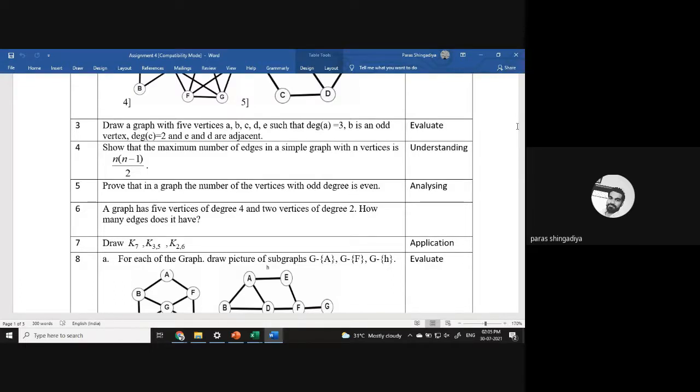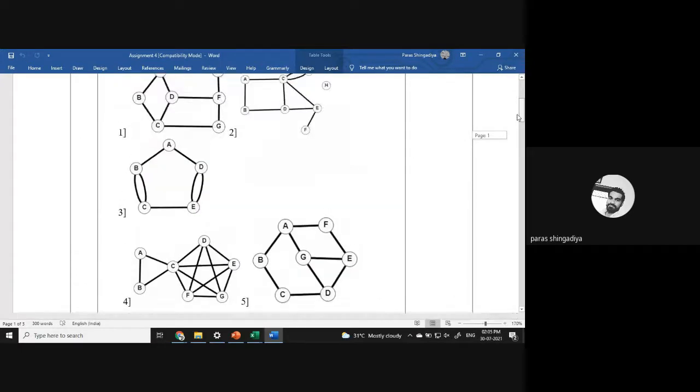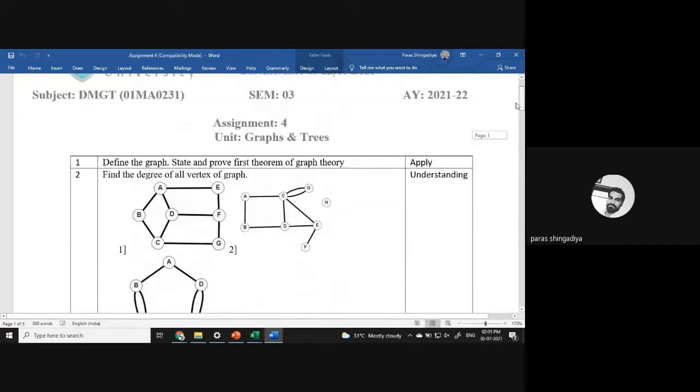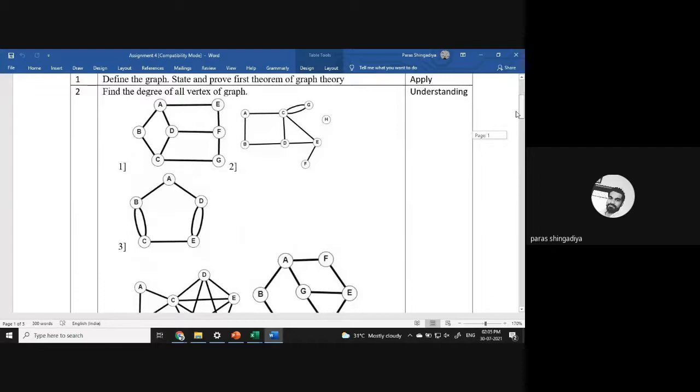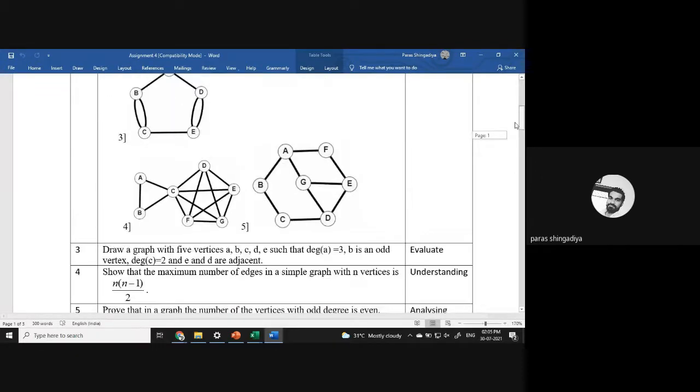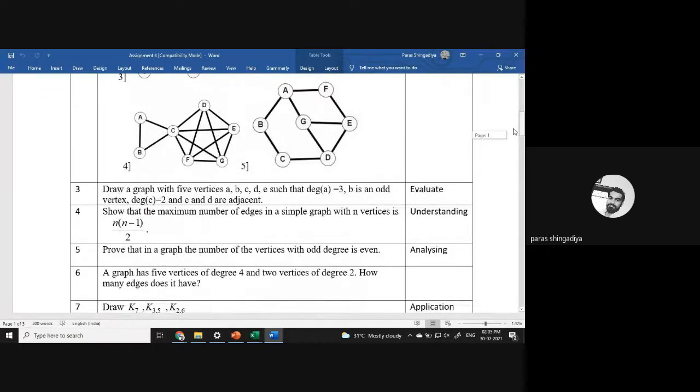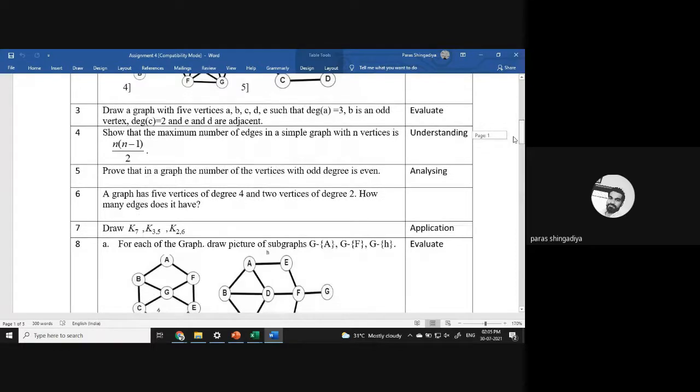In this assignment 4, in the last lab, we have completed these questions. Question number 1 is the definition of graph and the first theorem of graph theory. Some graphs are given, and here we check the degree of all the vertices. Then after the third one, there is drawing one graph using 5 vertices. 4 and 5 is one theorem, for a simple graph and for uniform.